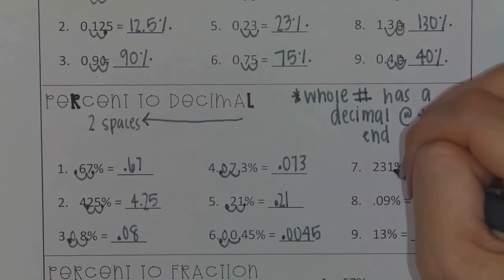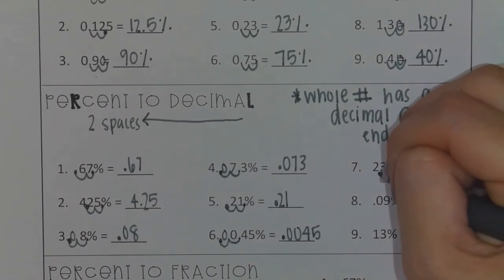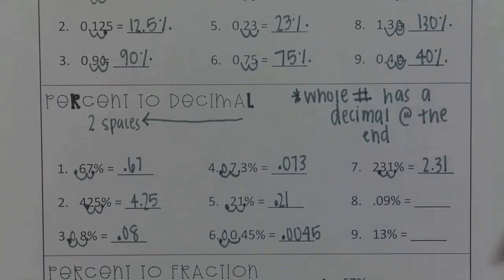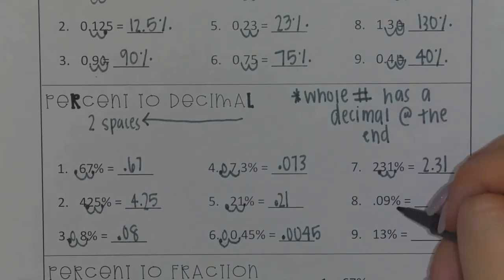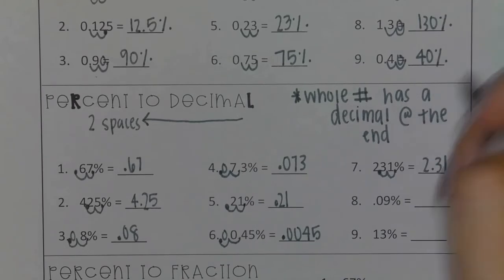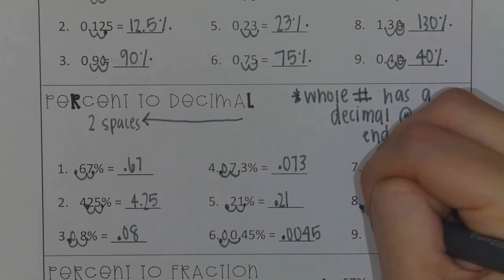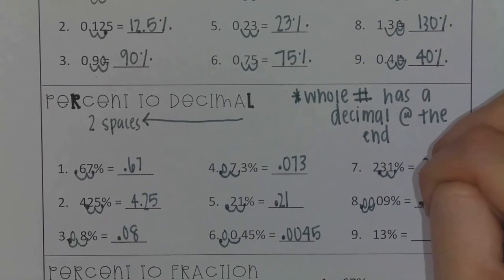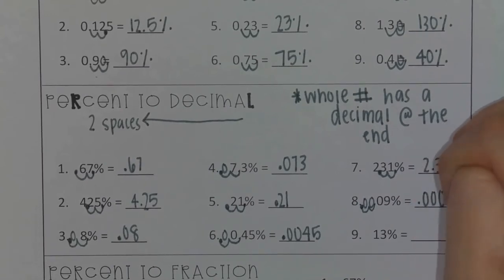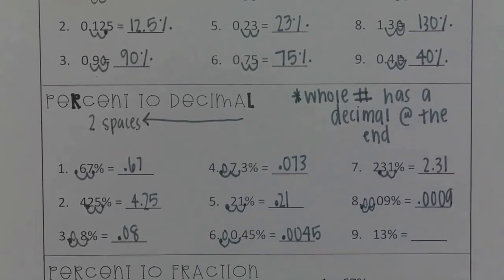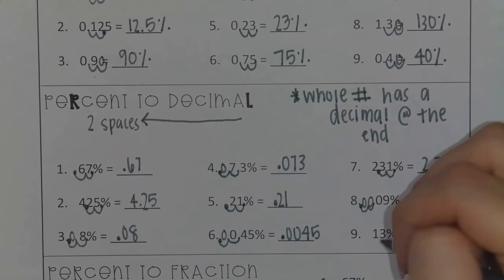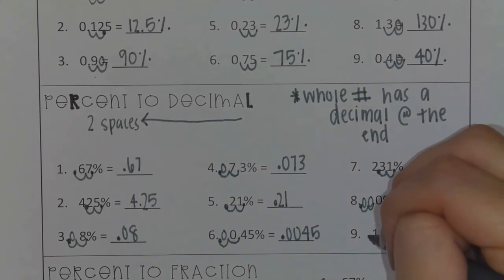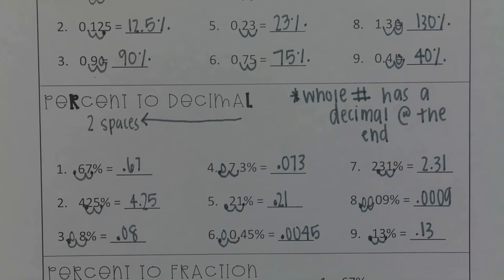231% is a whole number, so a decimal at the end. Move it 2 spaces to the left, so it becomes 2 and 31/100ths. 9/100ths of a percent. It's already got a decimal there. Move it 2 spaces to the left. Zeros to fill in those blank spaces, so it becomes 0.0009. And our last one, 13%, it's a whole number, so I add my decimal at the end, move it 2 spaces to the left, and it becomes 13/100ths.